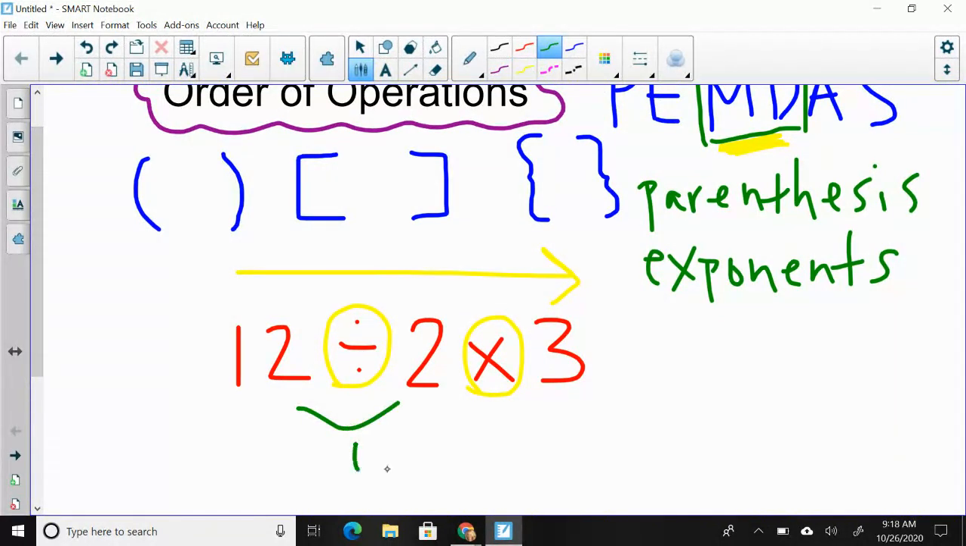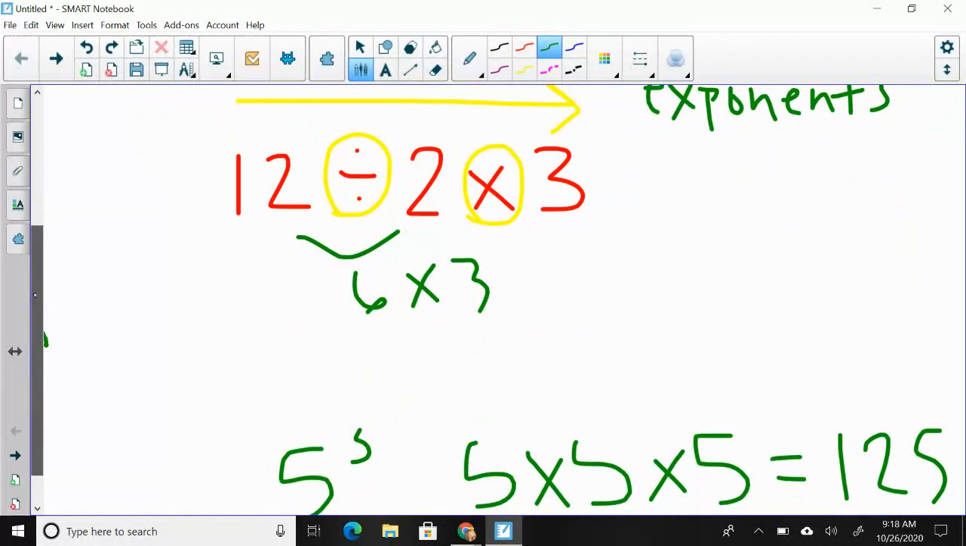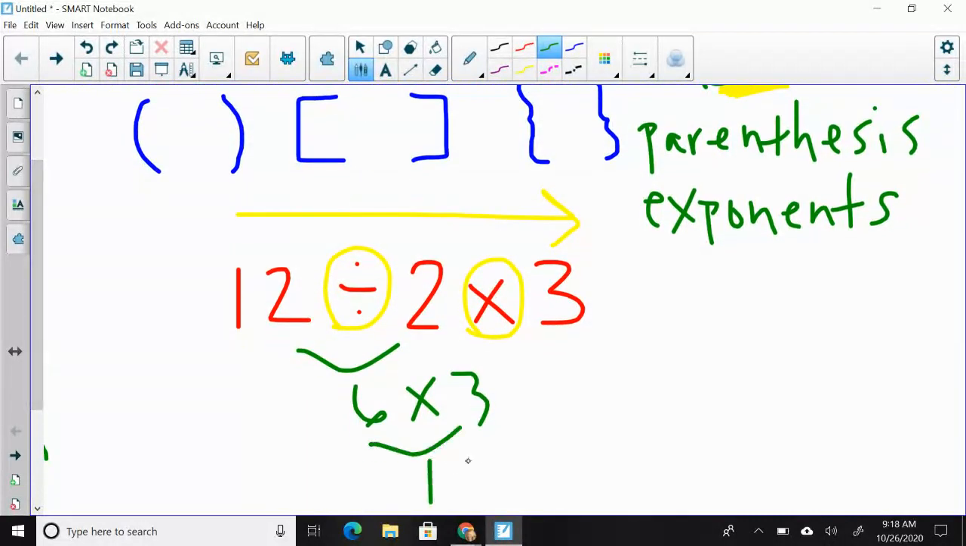and 6 times 3 is 18. All right, so 6 times 3 is 18.